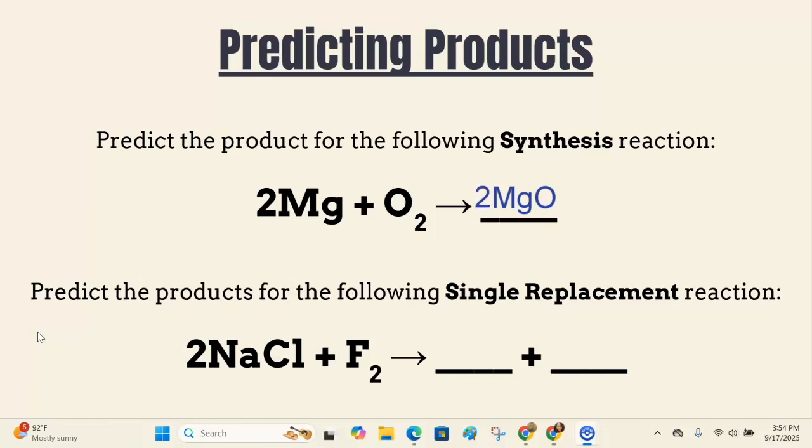So now we have 2 Mg's on the left and right. We have 2 O's on the left and right. So not only do we have a balanced compound, but we have a balanced chemical equation.